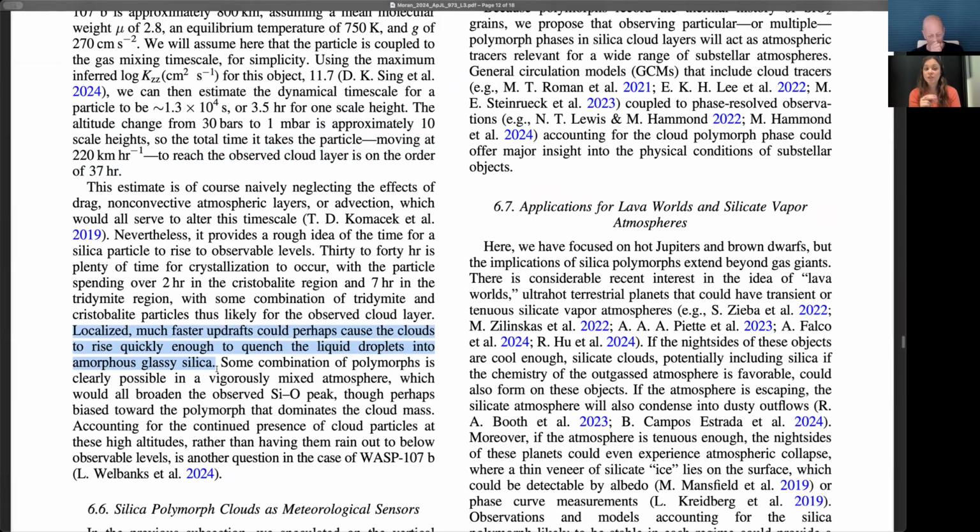This could be true not just for WASP 107b, but maybe also all of these brown dwarfs that we've been looking at, where we're seeing the amorphous particles. It could be we're seeing multiple crystal forms sort of superimposed on each other. Yes. And that's causing it to look amorphous instead of crystalline, but it is in fact crystalline. Okay. That makes total sense.